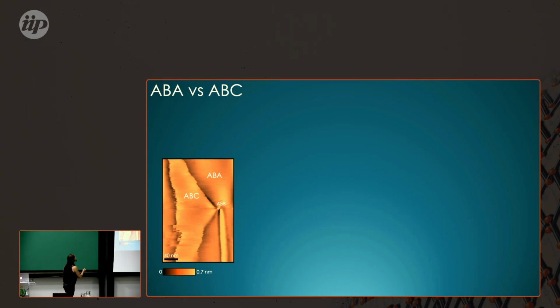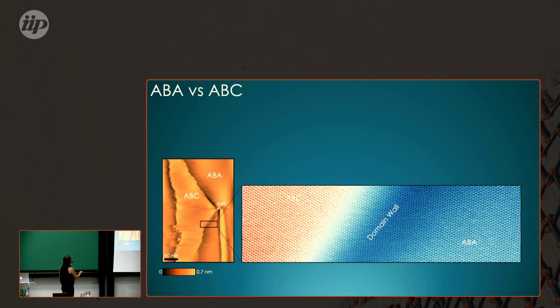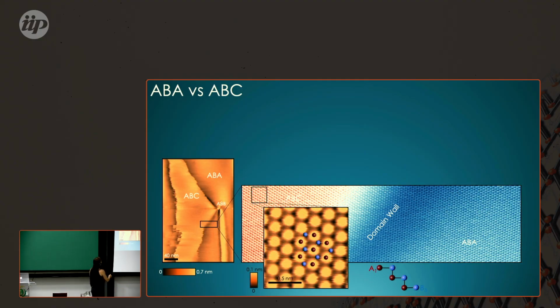Okay, so let's concentrate on this triangle, which was stable from the beginning. This is the ABC, this is the ABA region. Here we see the boundary between the ABC and the ABA. On the left we have the ABC, on the right we have the ABA, and this is the domain wall in between. So this is a zoom in of the crystal structure.